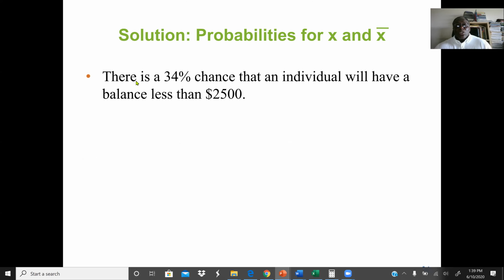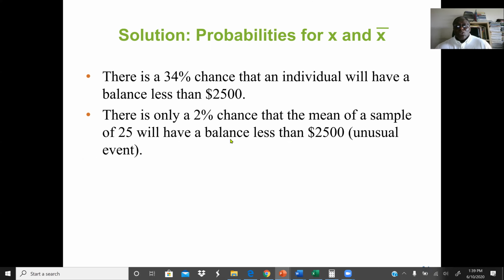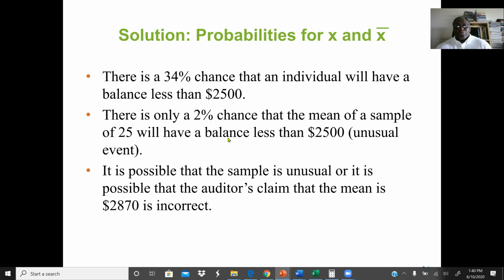Now, there's a question saying that there's a 34% chance that an individual will have a balance less than 2,500. So here we know that there's only a 2% chance that the mean of a sample of 25 will have a balance less than 2,500. Also, is it possible that the sample is unusual, or is it possible that the auditor's claim that the mean is 2870 is incorrect?